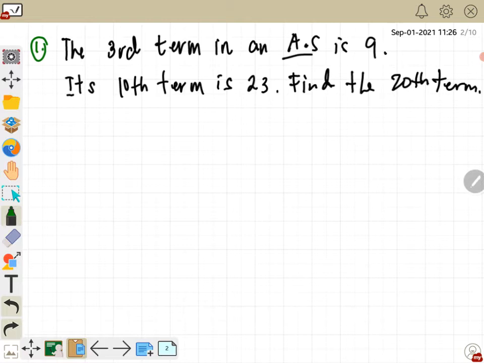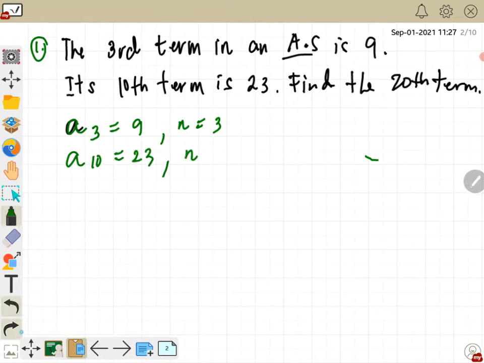The third term in an arithmetic sequence is 9. Its 10th term is 23. Then we have to find the 20th term. Okay. So in this case, we have our a sub 3, our third term, which is 9, and our n for this equals 3. Then we have also our 10th term, which is 23, and our n for that is 10. And we are tasked to find the 20th term.